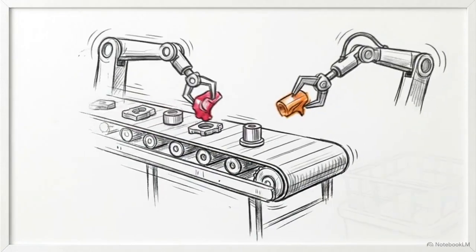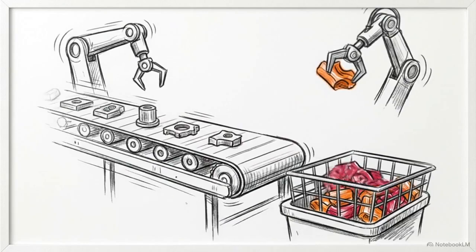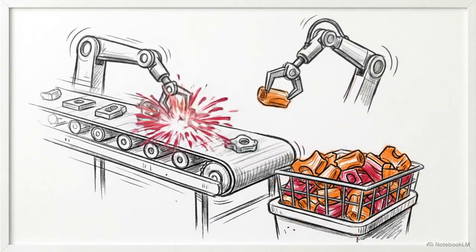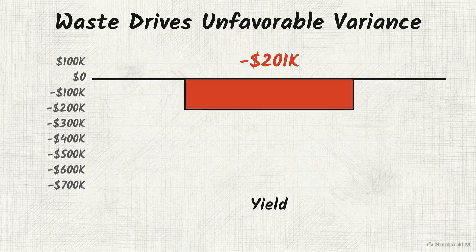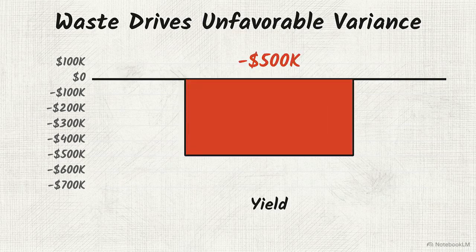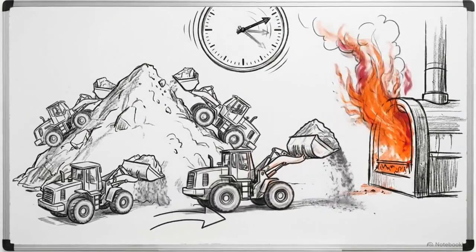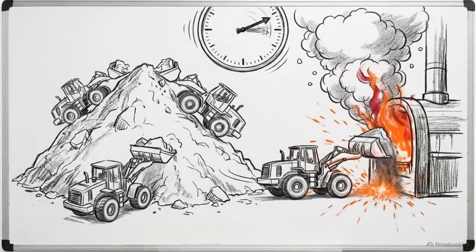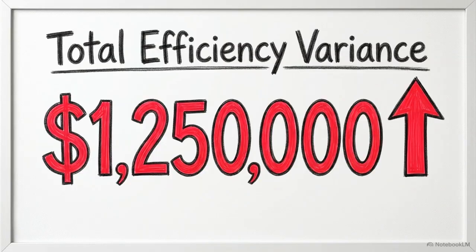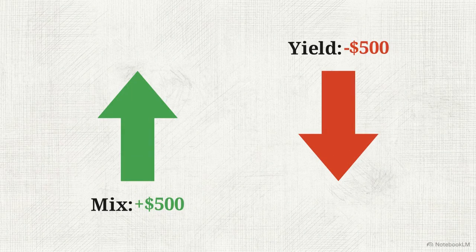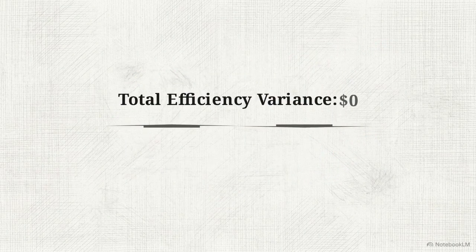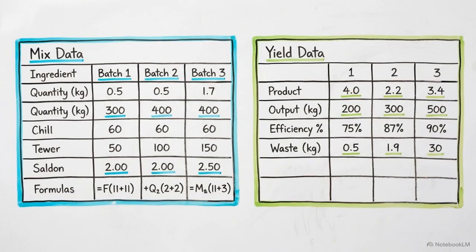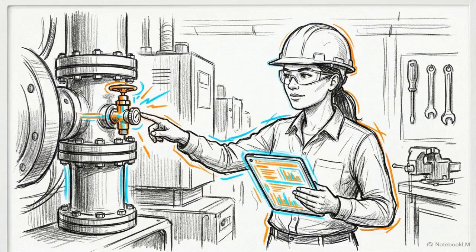However, these lower-grade inputs often perform poorly during actual manufacturing, requiring excessive rework or generating substantial scrap material. That physical waste drives a severely unfavorable yield variance. The factory consumes significantly more total volume to produce the required output, frequently wiping out the initial savings from the cheaper mix. If the company relied solely on a traditional combined efficiency variance, these two forces would net against each other, masking the root cause of the cost overrun. Decomposing variances into mix and yield exposes the true financial impact of substitution decisions. It provides the exact data required to correct systemic operational issues rather than chasing shadows.